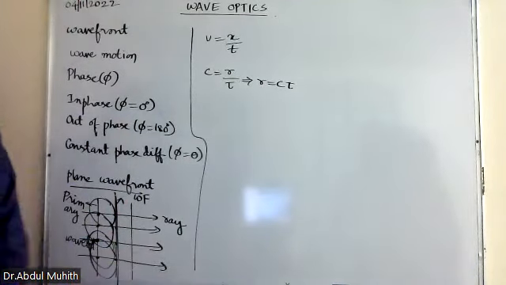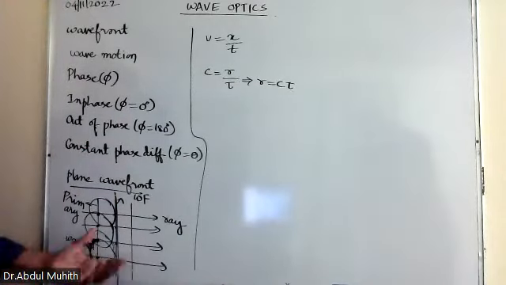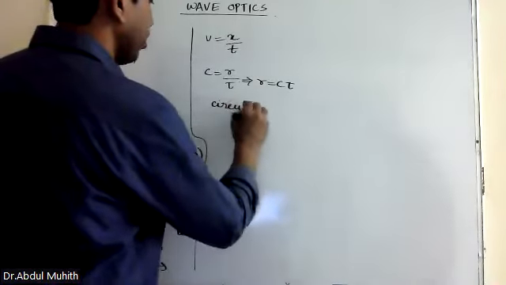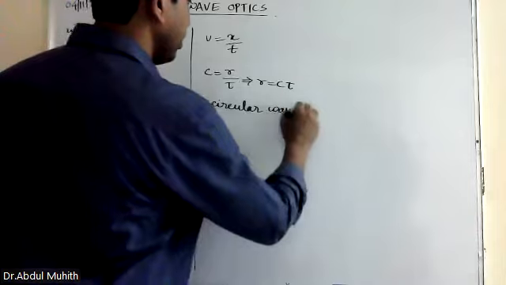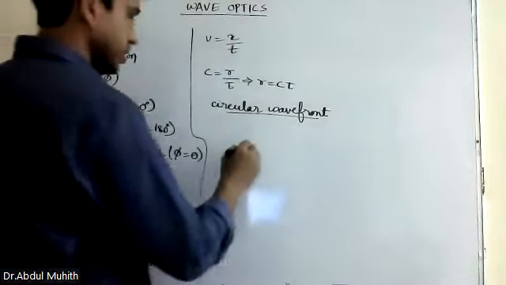Okay, next one. This was about the wavefront, the Huygens principle. There is another type of wavefront, right? We have the plane wavefront. Next one is the circular wavefront. In the circular wavefront, we write here.